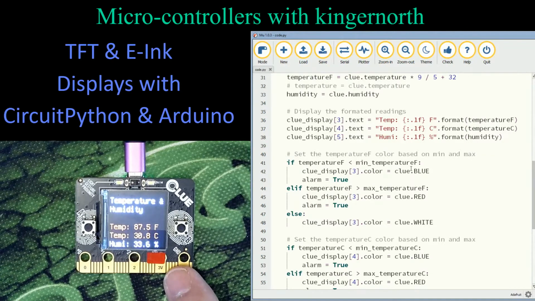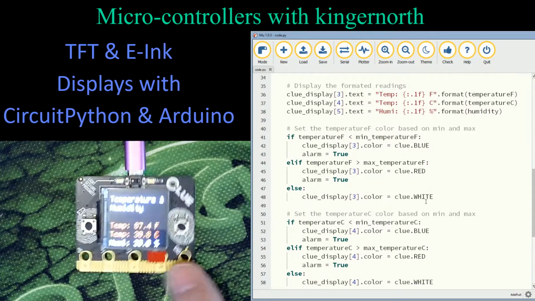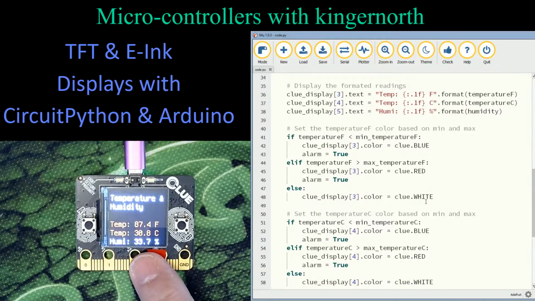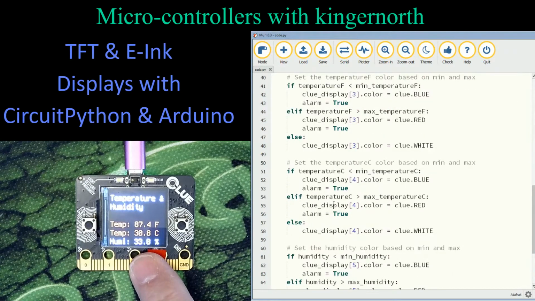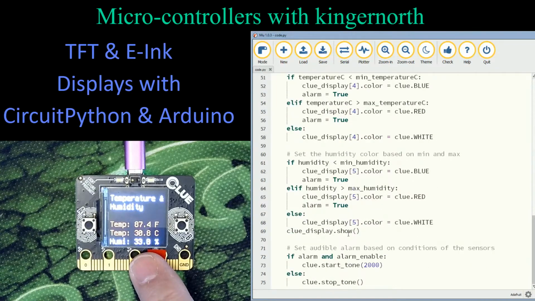And then it says here, set the color of the text based on the value. In other words, if it's below the minimum, make it blue. If it's above the maximum, make it red. And if it's in between, make it white. Like the humidity is in the OK range right now. It's not low and it's not high. And I've done that for each of the 3 parts.